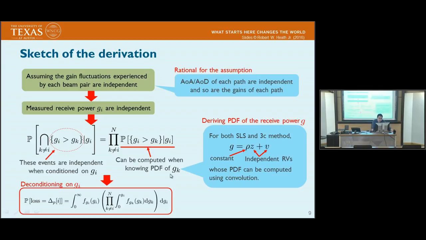And so this will lead to the GI, which is the receive power of the I beam pair, will also be independent. And with that, we have this expression here, and if we condition this on this GI, these different events will be independent, and with that we can simplify it into this product of the probabilities of these different events. And after that, we can just average out this conditioning GI to get this expression, and that will give us the final power loss probability.